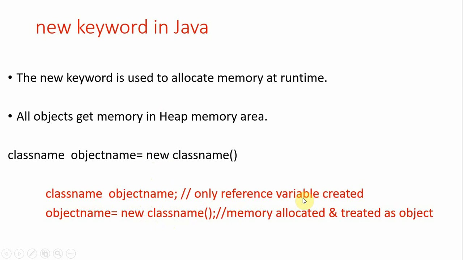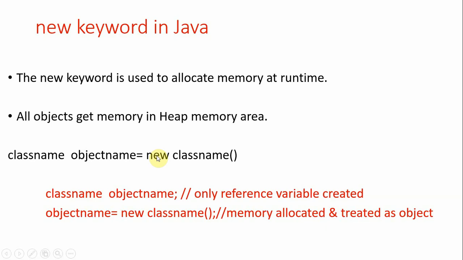Okay, not a local variable or instance variable. Why? Because we are not using any data type here. Here we are using the class name. So that's why the object name is treated as a reference variable to the class. Whenever you use object name equal to new class name, then the memory is allocated and the object name is treated as an object. So this is the predefined syntax for creating an object.